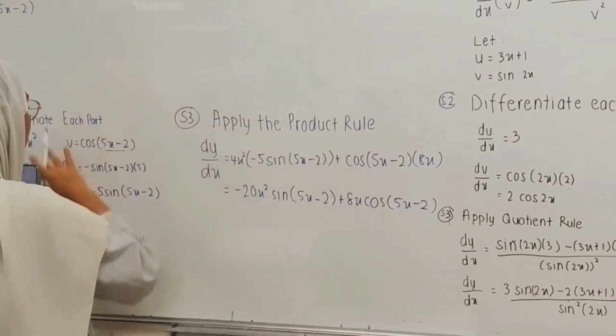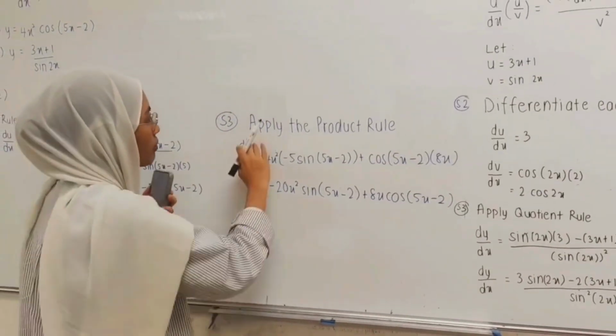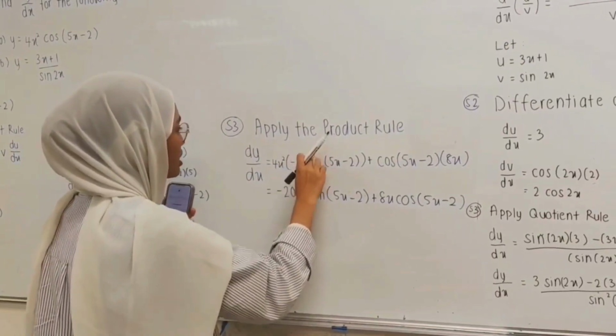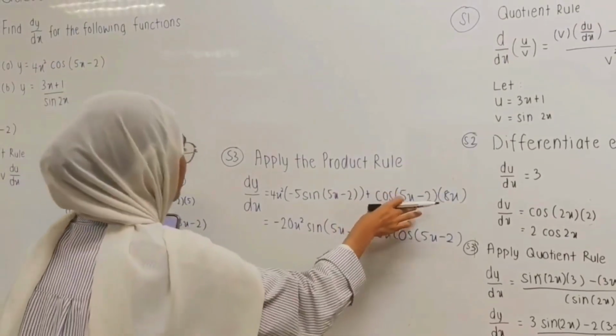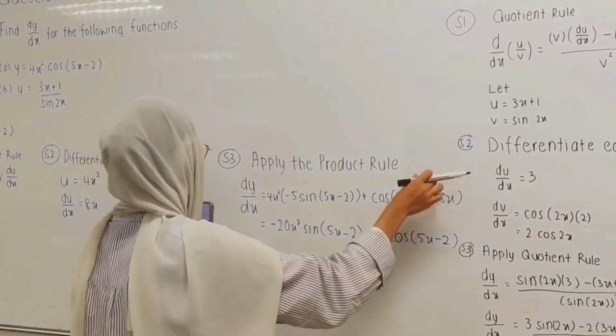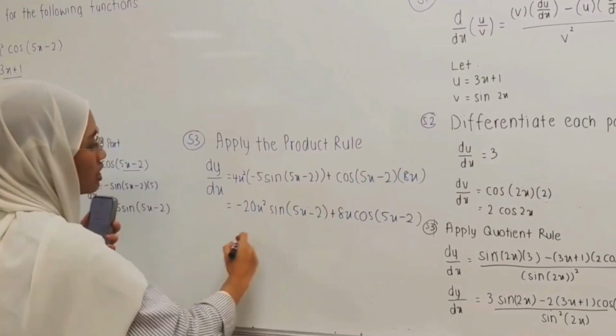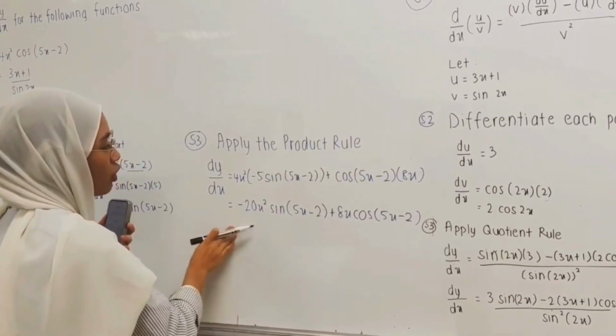And after the differentiation part, we will apply the product rule. This one is u, dv over dx, and this one is v. This one is v and this one is du over dx. And this one is the final answer after combining this.